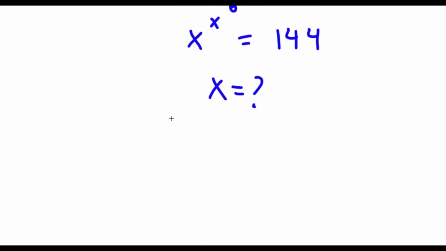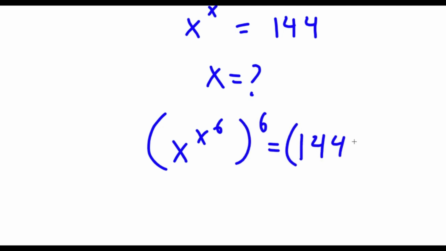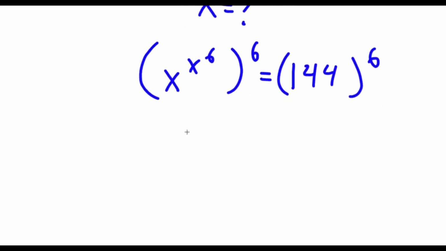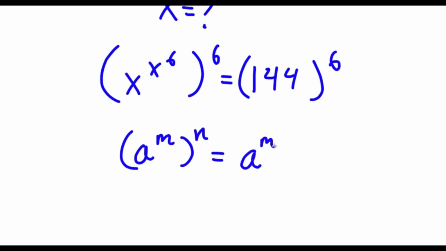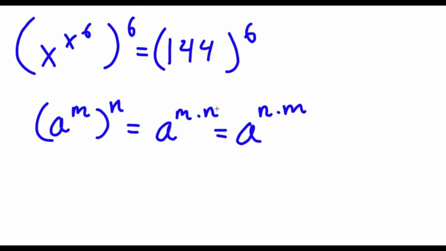So to start, I'm going to take the power of 6 on both sides. Now, if I have something in the form a to the power of m to the power of n, this is the same thing as a to the power of m times n. And m and n are interchangeable, meaning this is the same thing as a to the power of n times m.